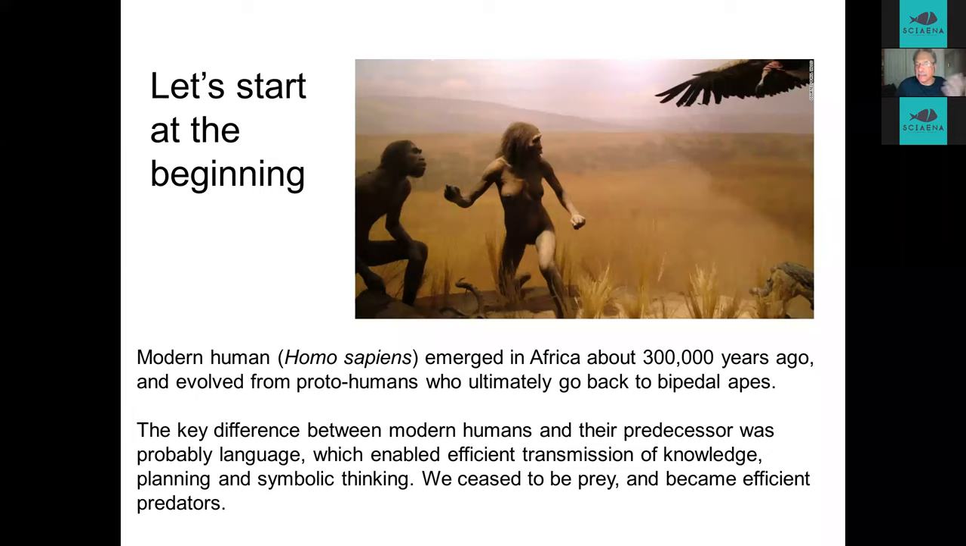It all started in Africa millions of years ago, and we were part of the ecosystem and prey of large predators. And we evolved two tricks. One of them is language, and with language came symbolic thinking, and we ceased to be prey and became efficient predators.